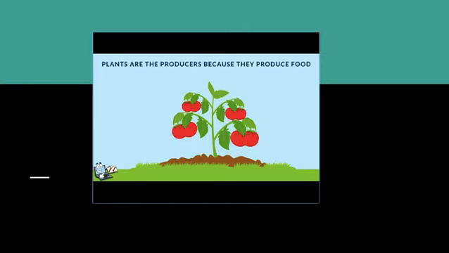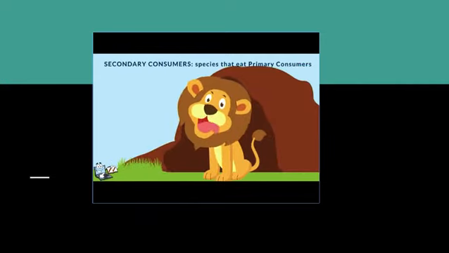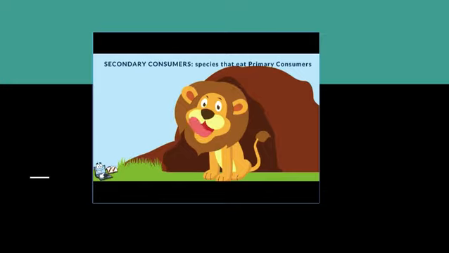Plants are the producers because they produce food. The species that eat plants are known as primary consumers, and the species that eat the species that is dependent on plants directly is called secondary consumers.